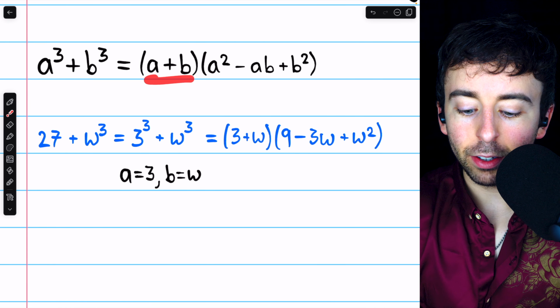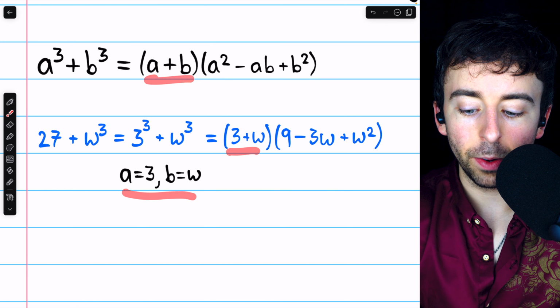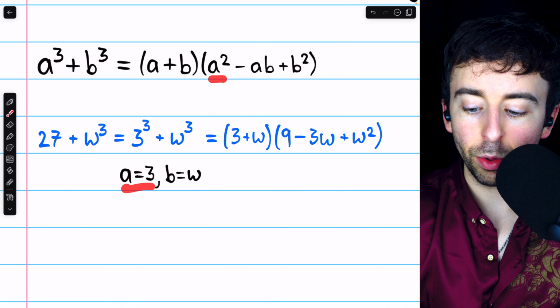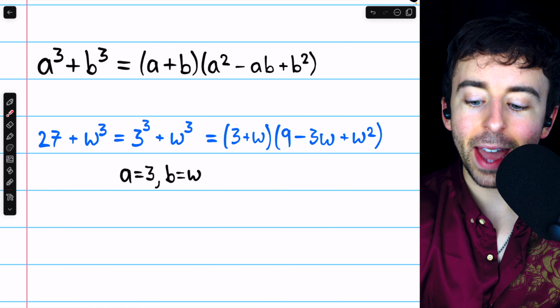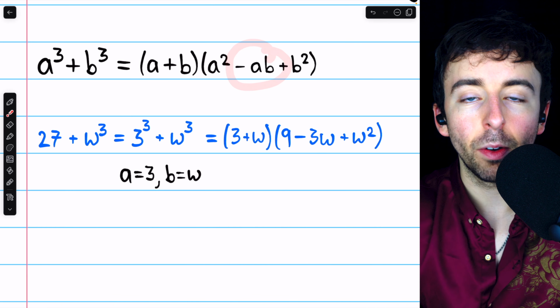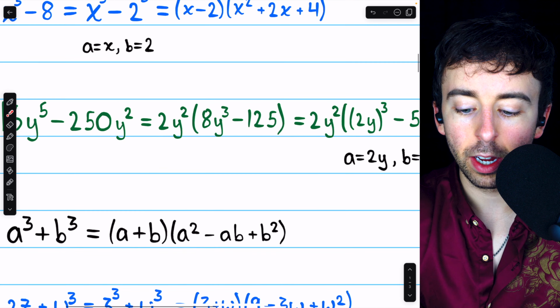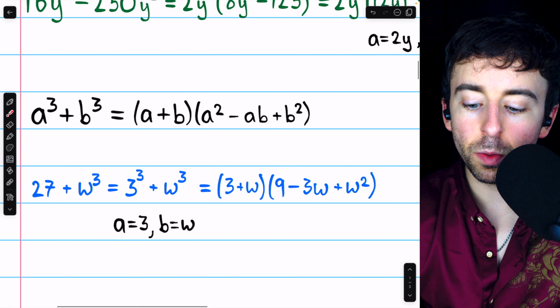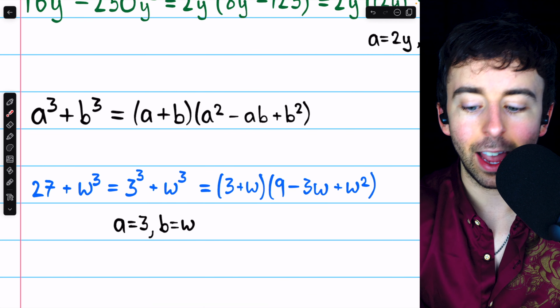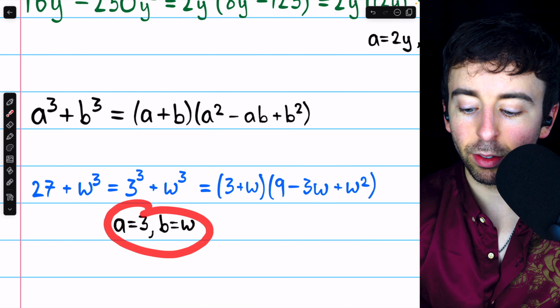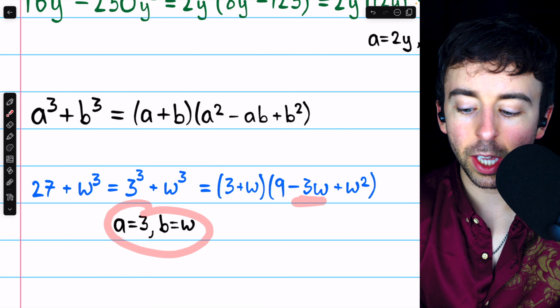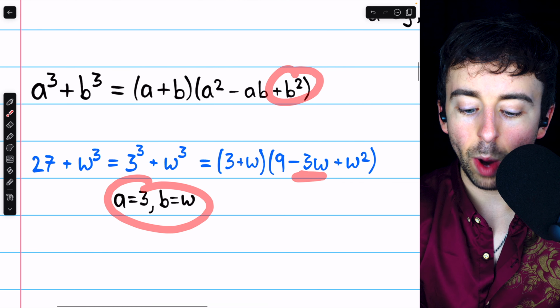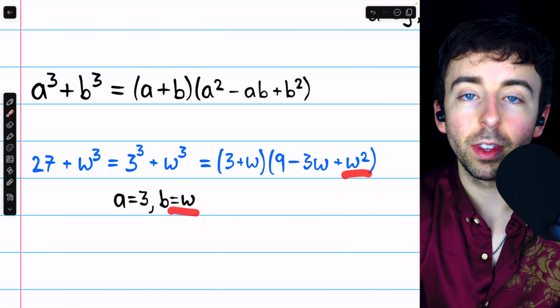Beginning with a plus b, so 3 plus w, then a squared, so 3 squared, which is 9, and then minus ab, so minus the product of the two terms. Remember before we had plus ab, but now we're doing a sum of cubes, and so this is actually minus ab. Now a times b is 3w, so we have minus 3w, and then plus b squared. B is w, so w squared.